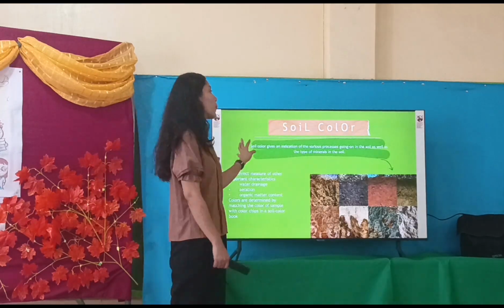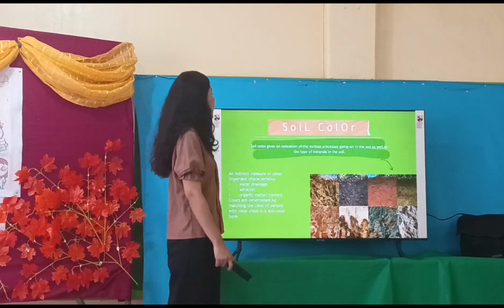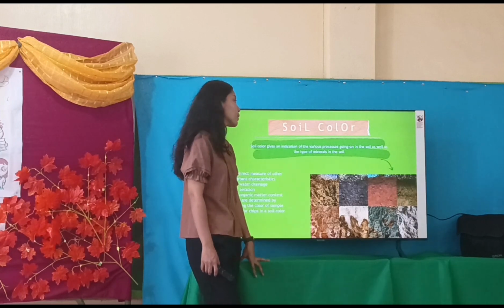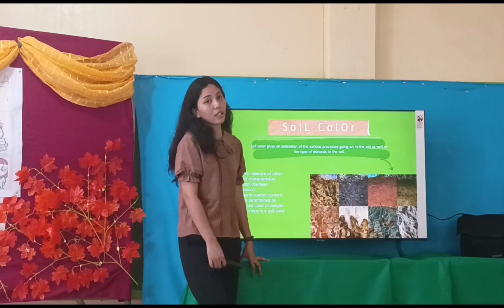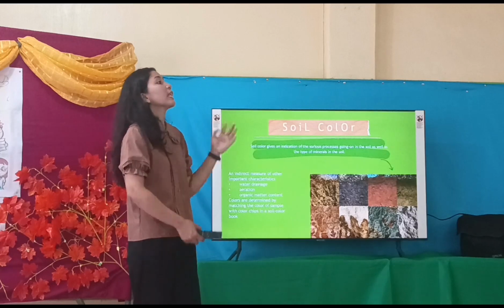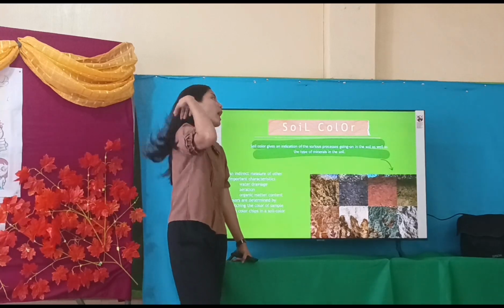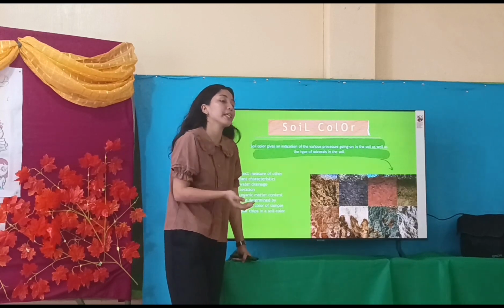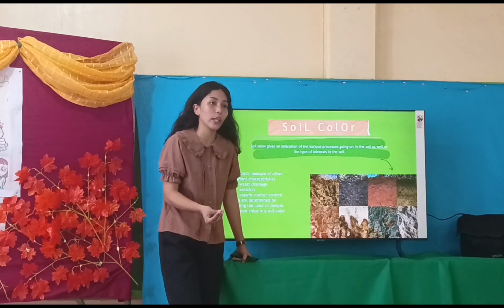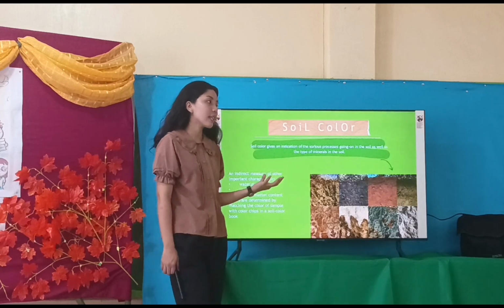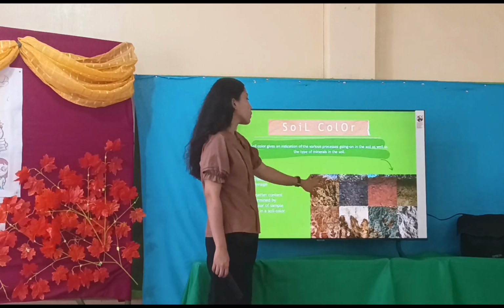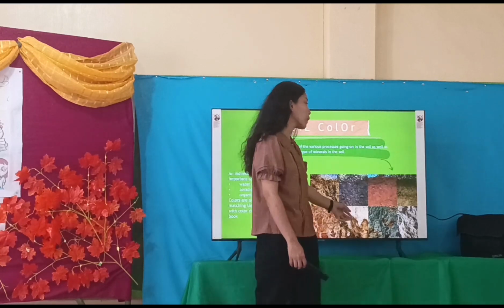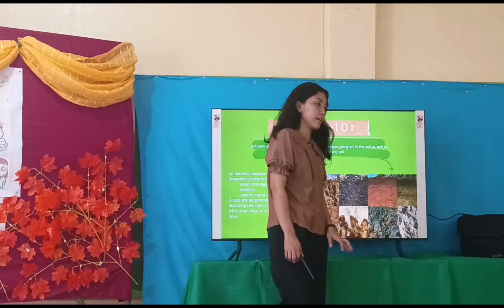So here, next we have the soil color. Soil color gives an indication of the various processes going on in the soil as well as the type of minerals in the soil. So here, nakadepende daw sa kung ano ang nangyayari or nangyari sa soil na yun at sa kung anong mineral ang meron sa soil na yun. It depends on those things and sa kanilang mga kulay. So here we can see na merong iba't ibang kulay ang soil.